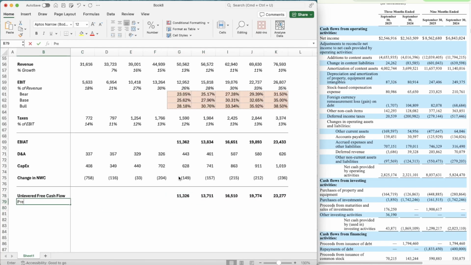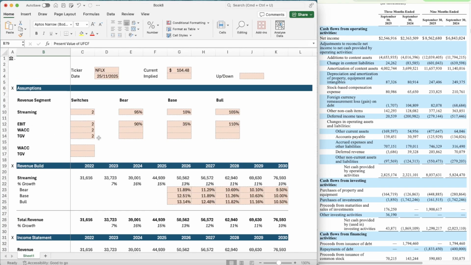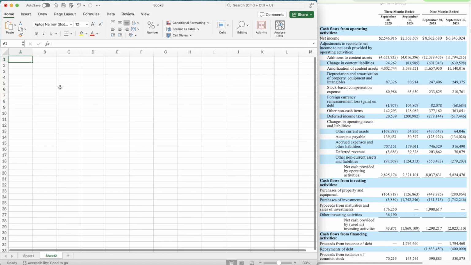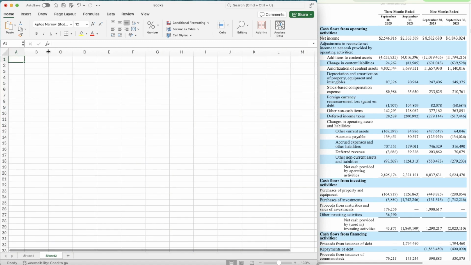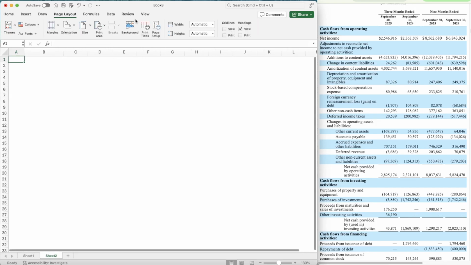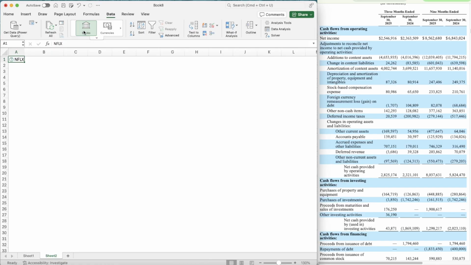The next thing that we need to know is the present value of unlevered free cash flow. And to get that, we need our weighted average cost of capital. So let's calculate that. Open up another sheet. I'll zoom in a bit. Make your A a bit smaller, make your B a bit bigger. Again, page layout. Let's remove those grid lines. You don't need to freeze anything though. Type in NFLX or Netflix stocks.